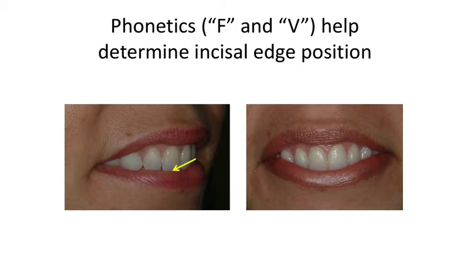We want the biting edges or incisal edges of the front teeth to just barely touch what we call the wet-dry line or wet-dry border of the inside of the lower lip. So getting patients to make this sound, F sounds or V sounds, will help determine where we put the edges of the front teeth.